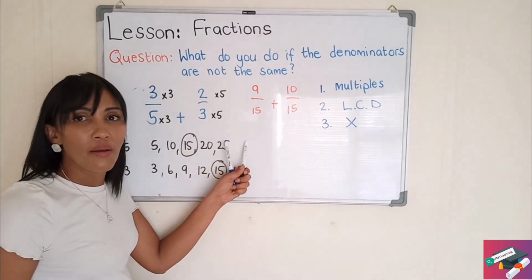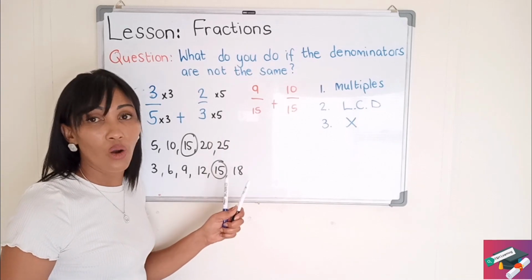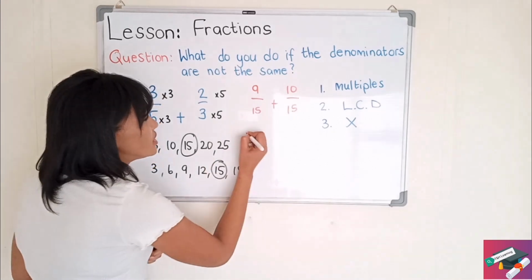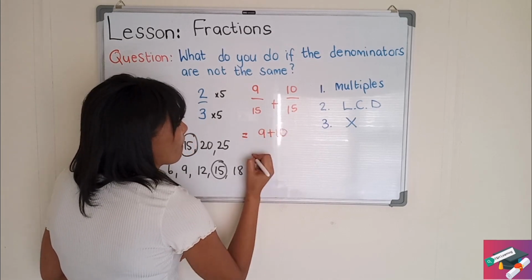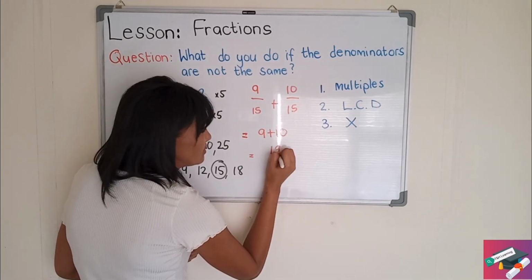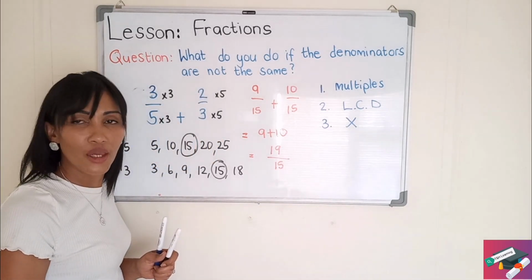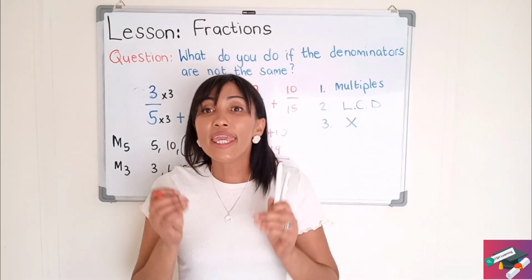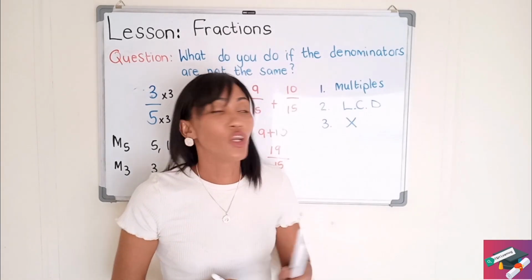Now you can see my denominators are the same. So this way we can now add our numerators together. So 9 plus 10 is equal to 19 over 15. There we go. So if your denominators are not the same, please don't forget to follow your steps.